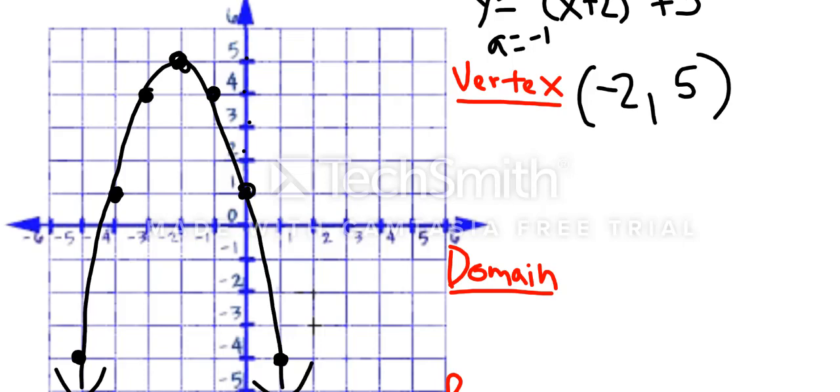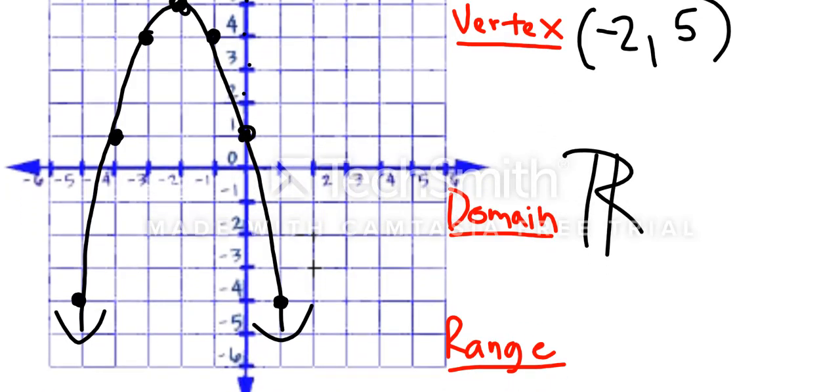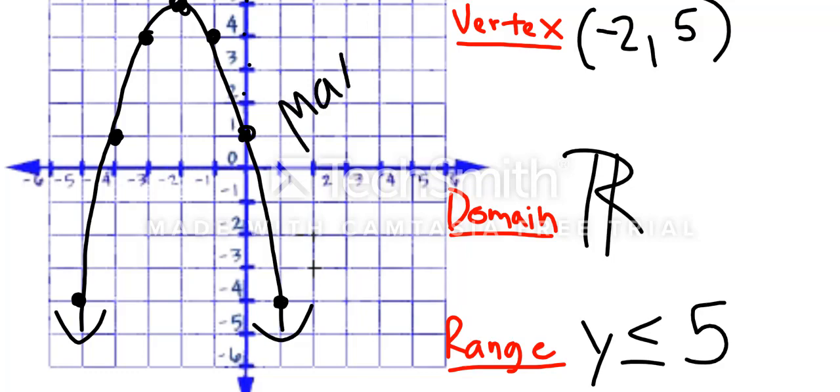So again, our domain, all real numbers. Our range, since it's opening down, is y is less than or equal to the k value, which is 5. And we would have a max value at 5 because it's a high point.